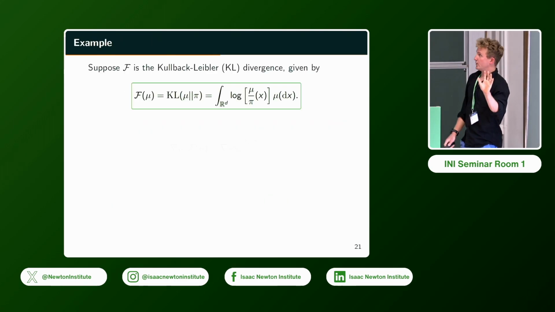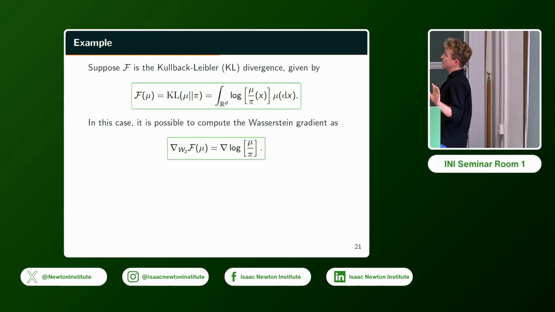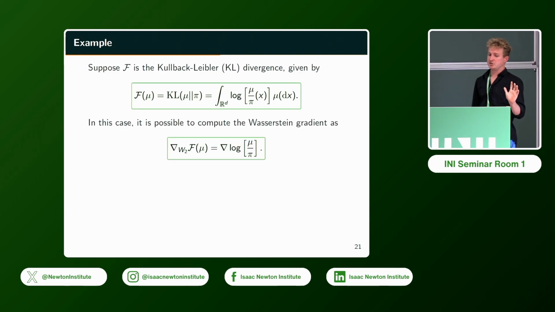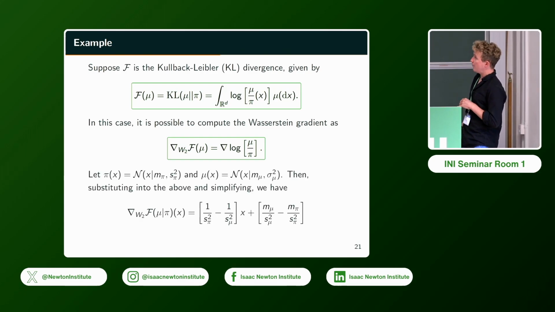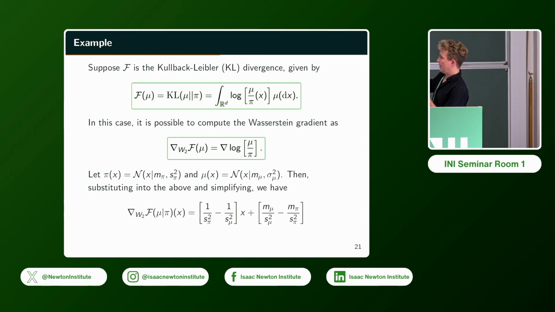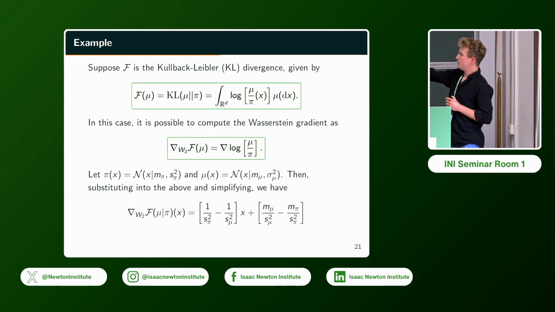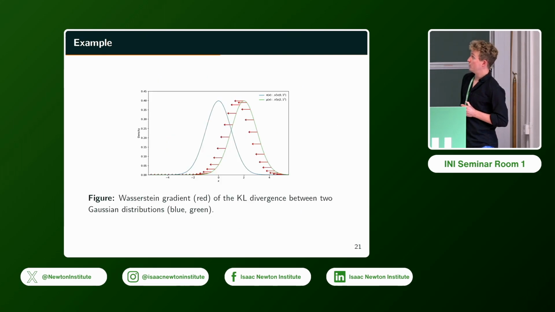Okay, so just a quick example to bring this back home a little bit. If f is our KL divergence, in this case you can show that the Wasserstein gradient is just equal to grad log of mu over pi. To make this even more concrete, let's suppose that our target pi is Gaussian and our mu is also Gaussian. Then if we substitute that into the above, we get this form for our Wasserstein gradient. So we can actually plot what this looks like, of course.